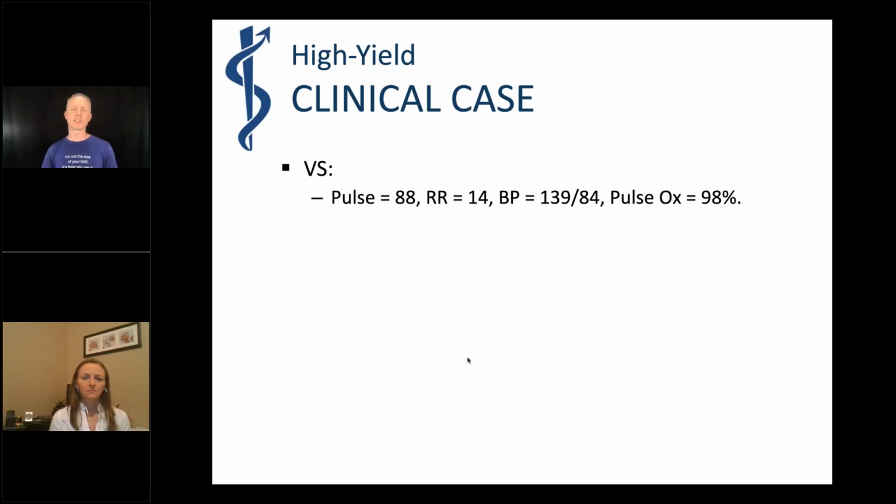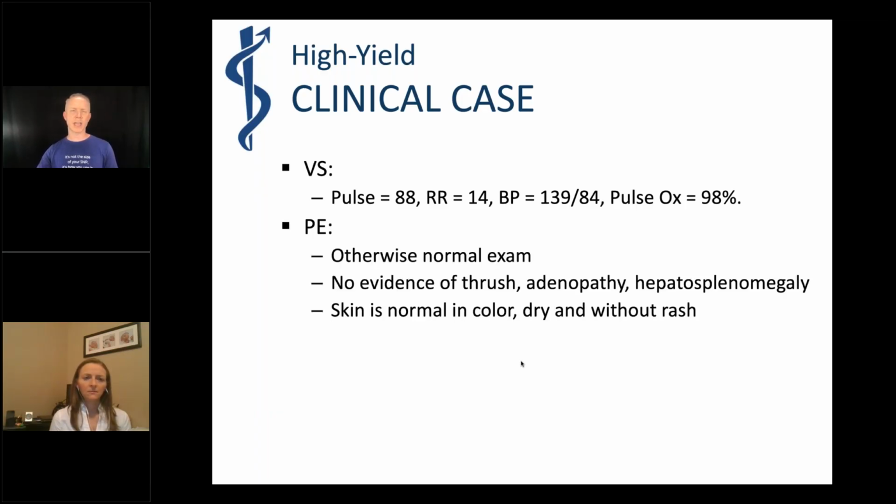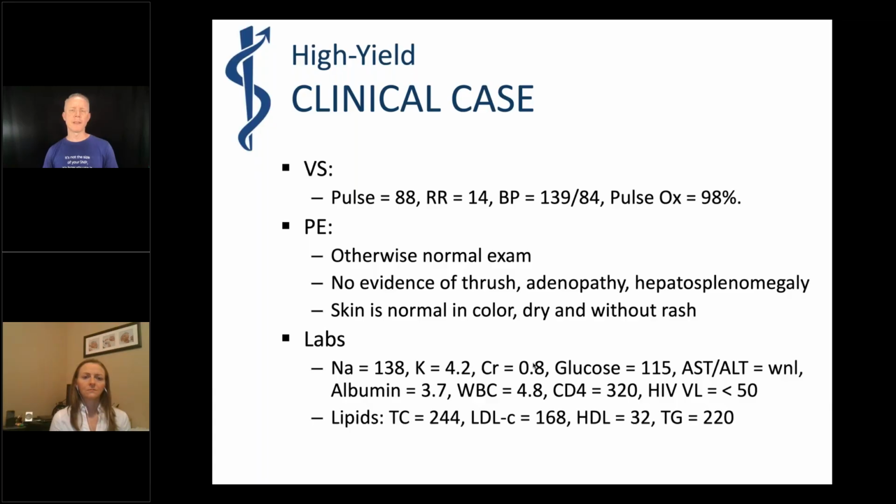You look at his blood pressure, pulse looks okay, oxygenation looks okay. His exam is basically normal, right? There's nothing really there, okay? When you look at his labs, his glucose is 115. Again, you can assume on this one, this is fasting. AST, ALT is within normal limits. You can see that his total cholesterol is 244, which is elevated over 200. LDL of 160, seems kind of high. HDL is low, and the triglycerides are high at 220, okay?